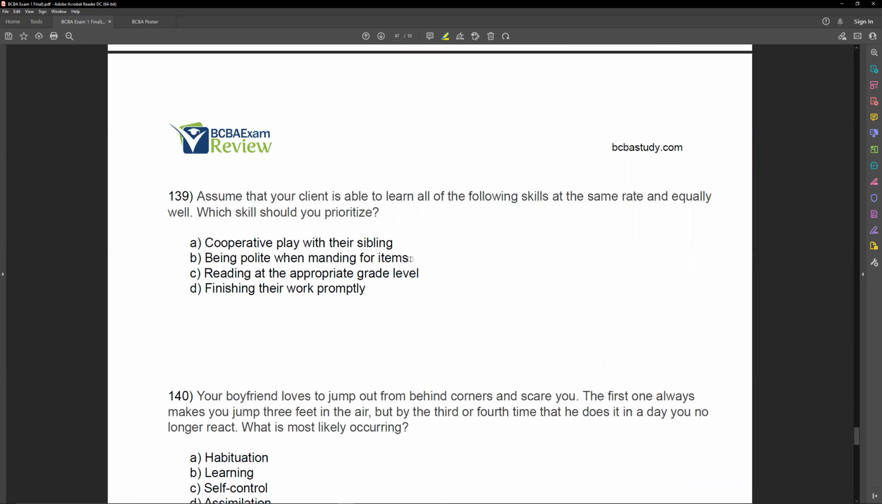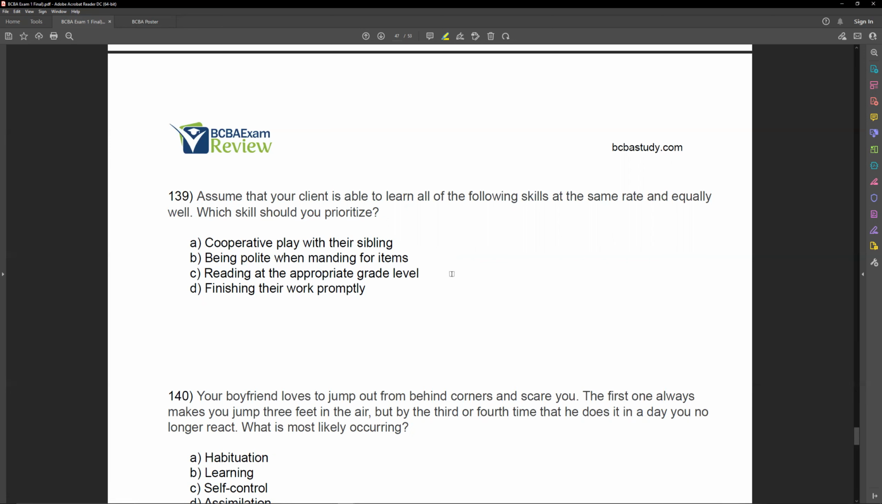B, being polite when manding for items. See this all the time, right? We're trying to teach manding. When we have the client make a request, we ask them to say please and thank you. Is being polite that important? No. If we're going to really talk about it, it's not, okay? Manding is the important thing here. Being polite, not so much. We first want them to mand, then we can work on being polite. Being polite, okay, may be more important than cooperative play, depends on who you ask, okay? Neither, though, are really that crucial yet, okay? I think we can find a better answer.